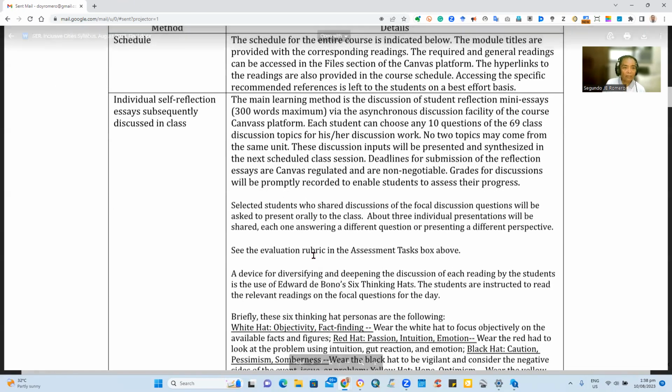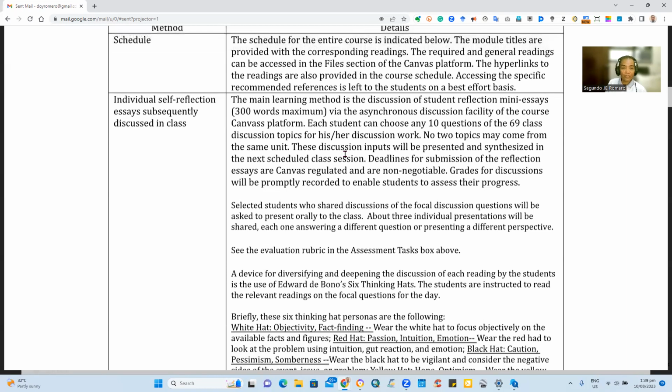Okay, the main learning method, I'm talking about the individual self-reflection essays. The main learning method is the discussion of student reflection mini essays. Oh, this is now 500 words minimum. So please change that via the asynchronous discussion facility of the Canvas platform. Remove the S from that Canvas. Each student can choose any 10 of the 69 class discussion topics for his/her discussion work. No two topics may come from the same unit or subunit.